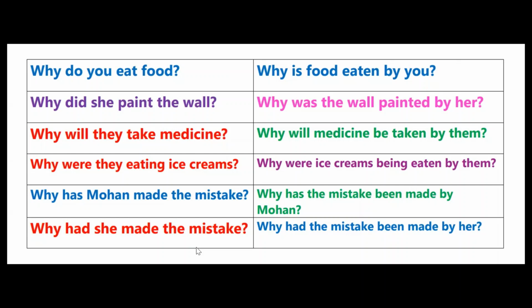Why has Mohan made the mistake? Why has the mistake been made by Mohan? Why had she made the mistake? Why had the mistake been made by her?